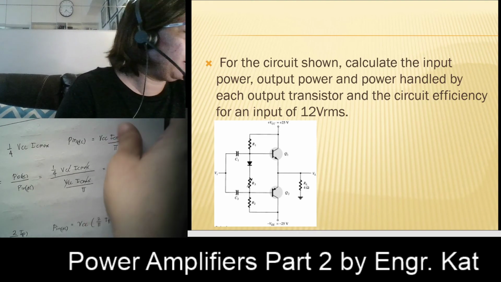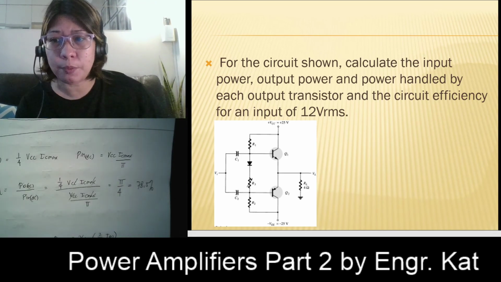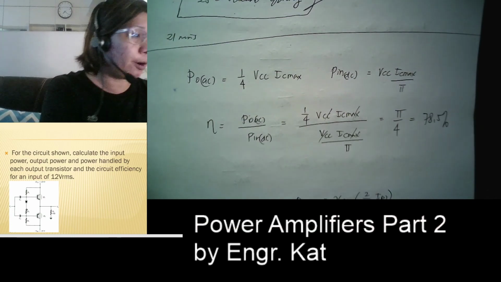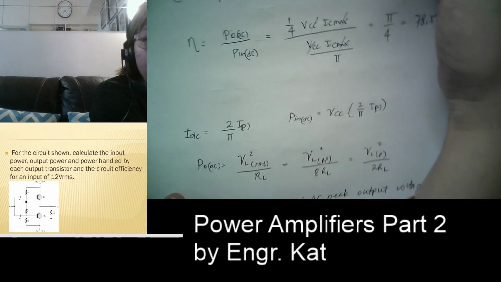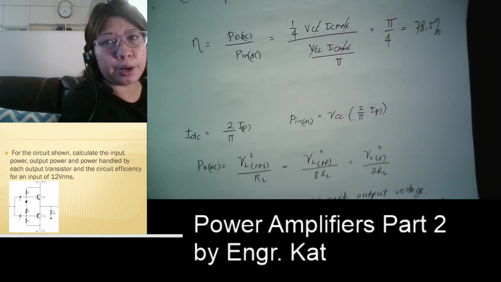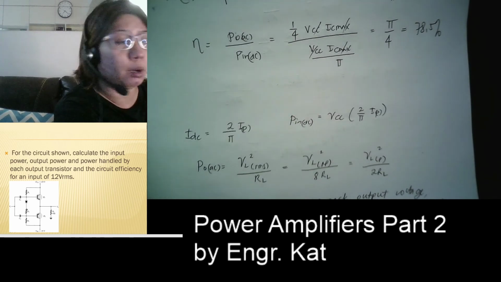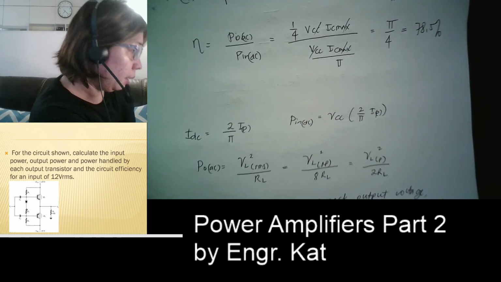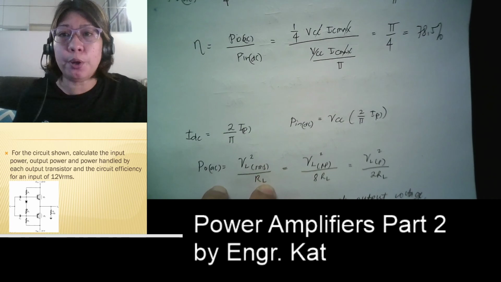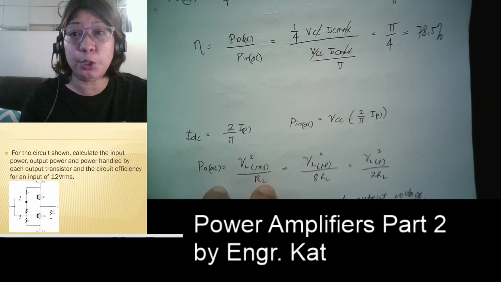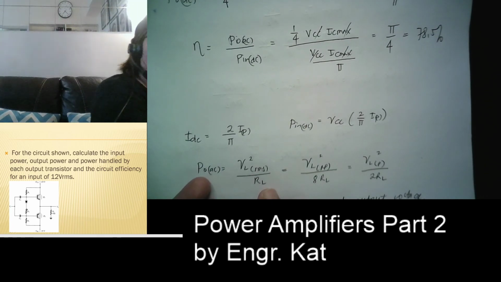But before we go to that, I would just like to discuss some important things regarding our formulas. Some other books, some other references, make use of IC maximum, while some other references make use of IP for peak.